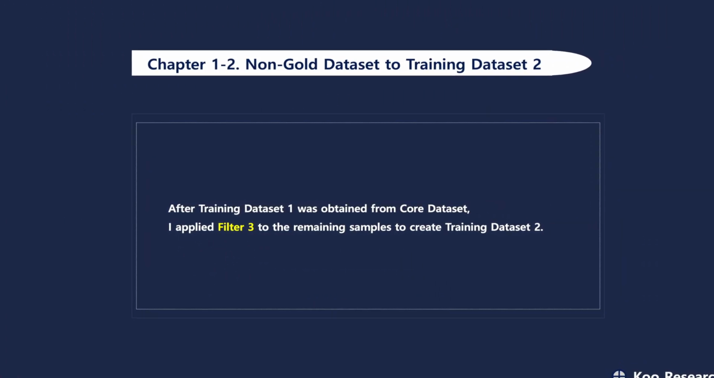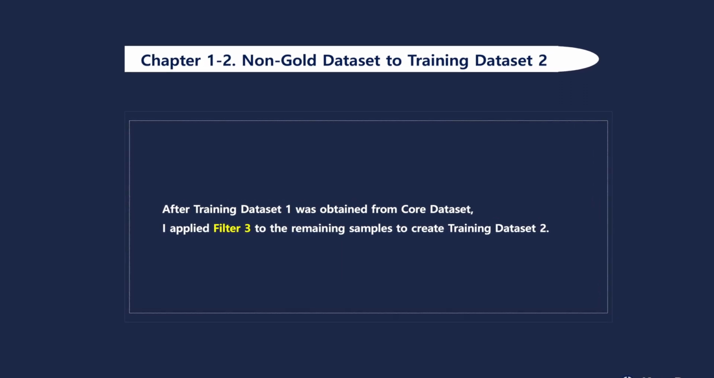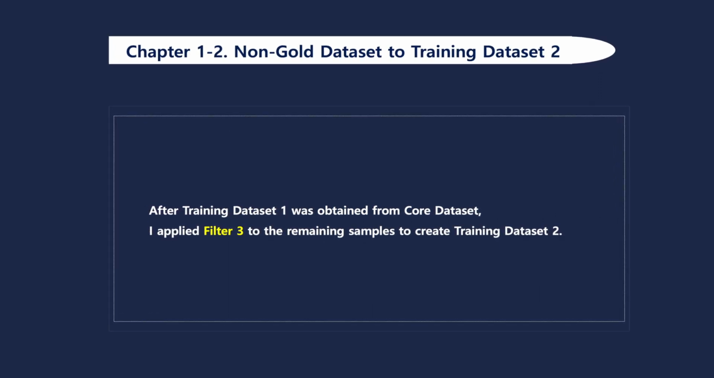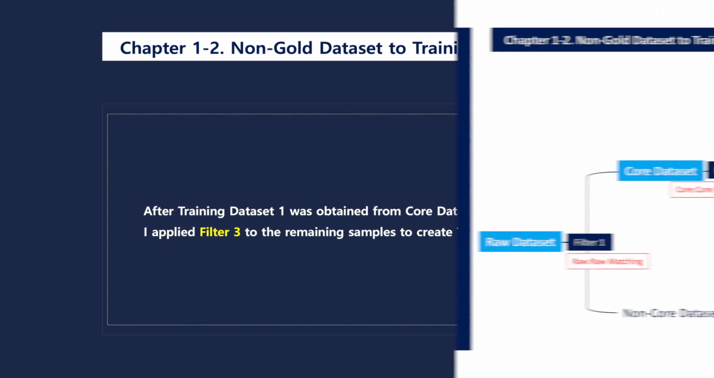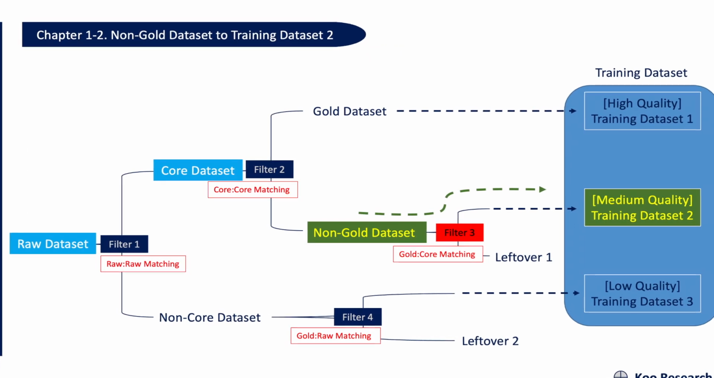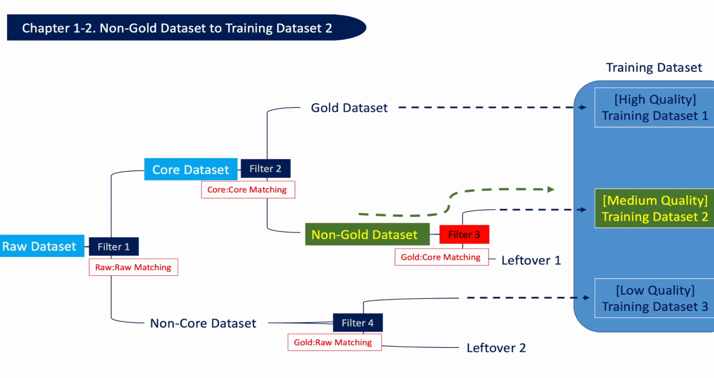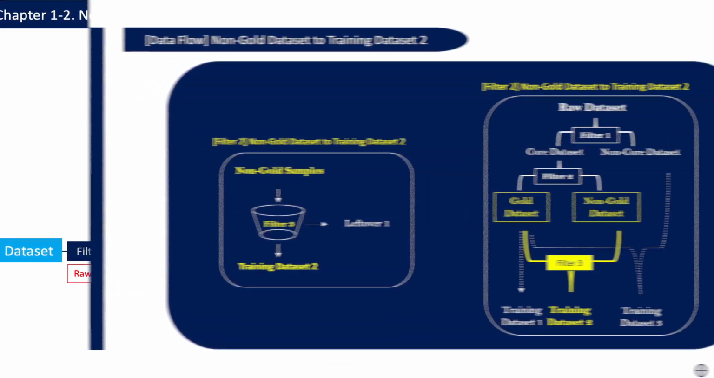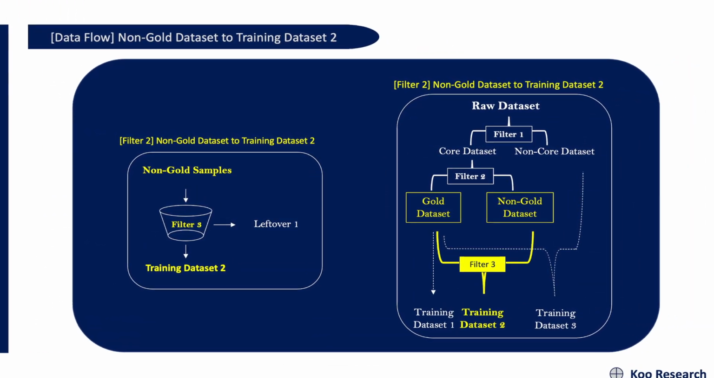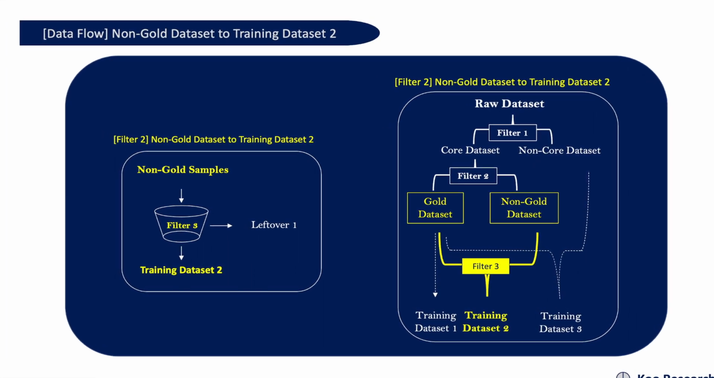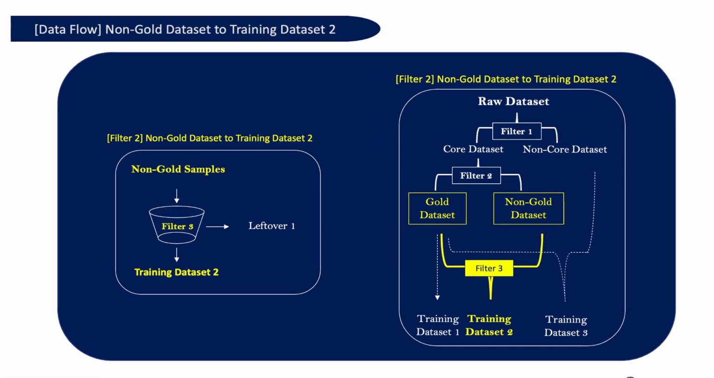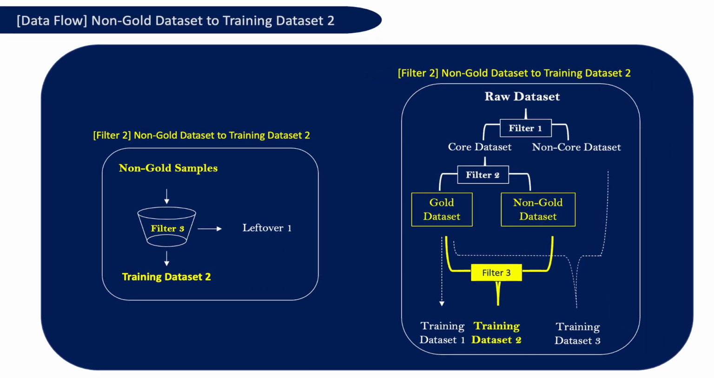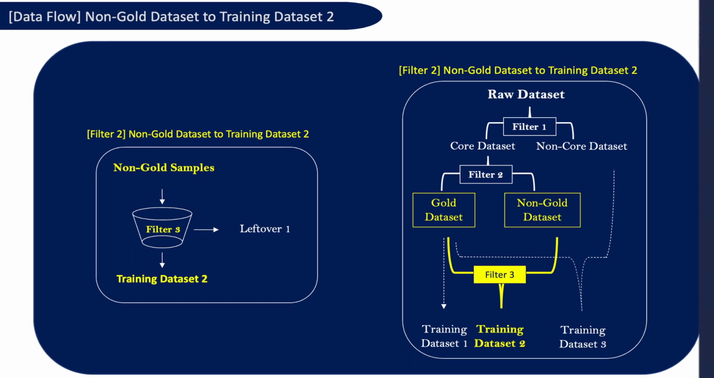Chapter 1-2. Non-gold dataset to Training Dataset 2. After Training Dataset 1 was obtained from the core dataset, as illustrated in this figure, I applied Filter 3 to the remaining samples to create Training Dataset 2. As depicted in this figure, Filter 3 operates similarly to Filters 1 and 2. But it distinguishes itself by randomly pairing samples from the non-gold dataset with samples from the gold dataset.